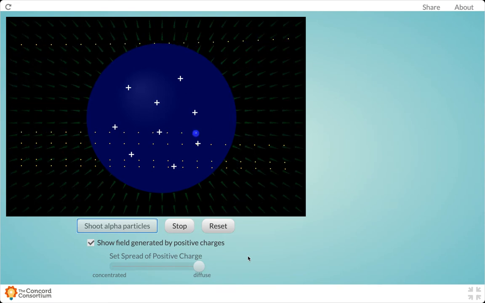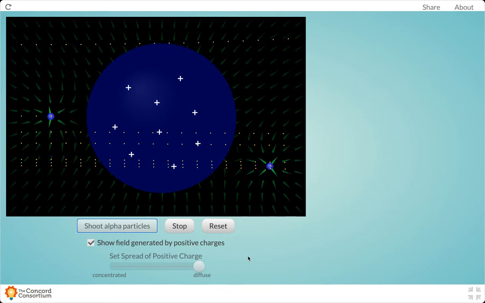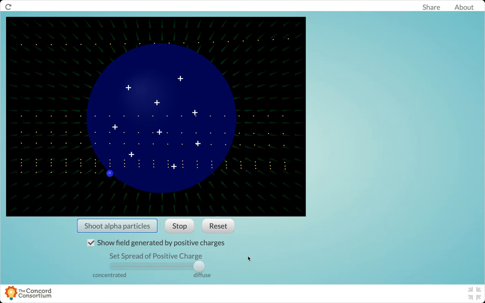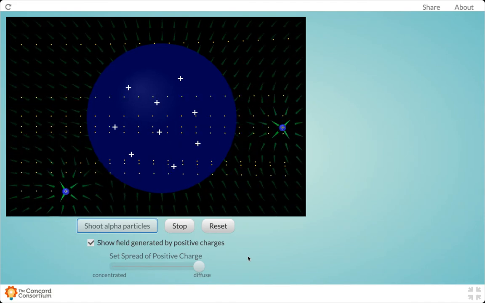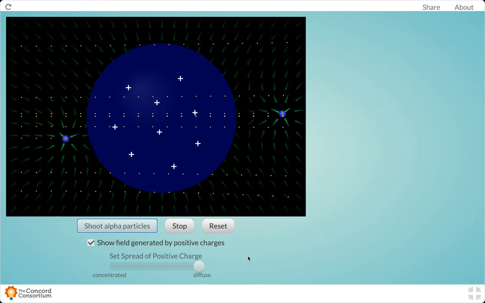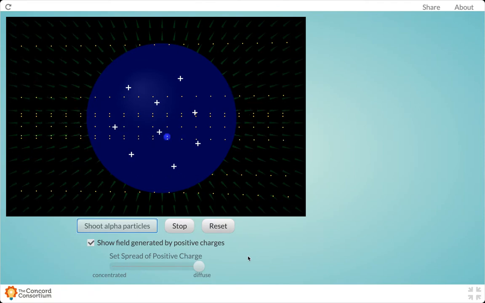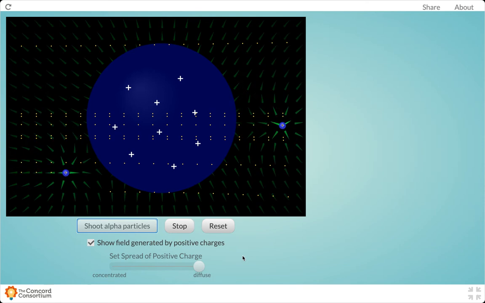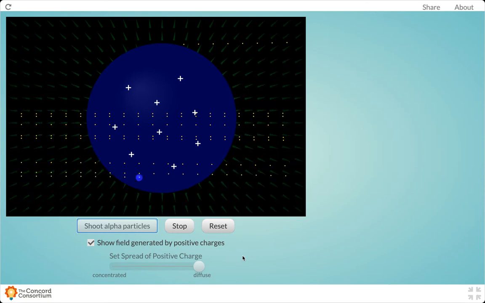We're going to let this run for a few moments just to make sure that we get a really solid observation of what's happening. But it looks as if the alpha particles are just passing straight through the atom. There's no deflection, aka there's no bouncing off of the atom. So does this match our observations with Rutherford's gold foil experiment? Let's hit stop. I'm going to click reset.